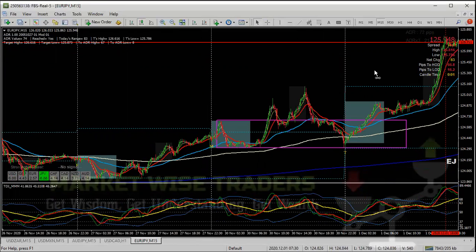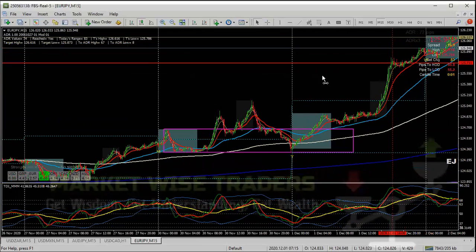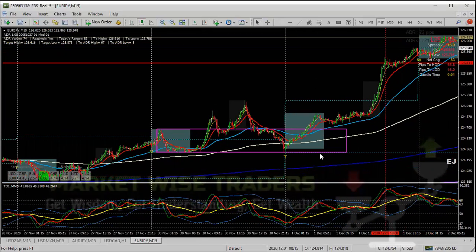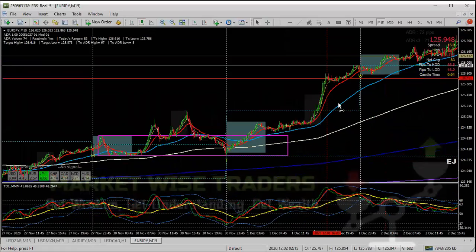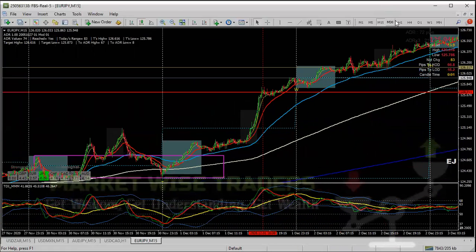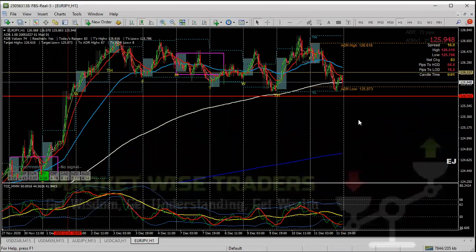I'll be looking for a second leg to enter for a sell, but he goes and lifts it even higher. So that was last week Tuesday. How did he do? This is M15, it's all the same. Let's go back to H1 then.